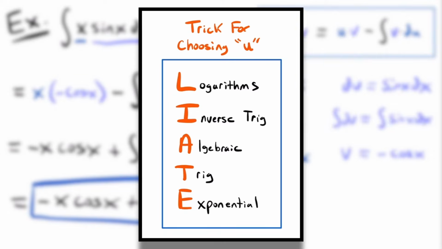And also note that the last two here are interchangeable. If you have a trig function times an exponential function, it doesn't matter which one you set equal to u or dv. Your answer will still be correct. At that point, it just kind of comes down to preference.